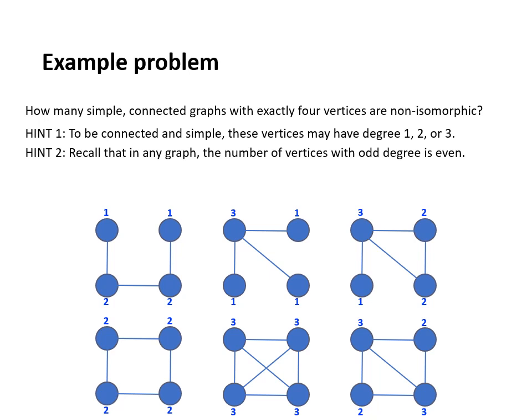How do we know that they are non-isomorphic? Well, we have to take a look at the degrees of their vertices. If degrees are different, then graphs are non-isomorphic. If 2 graphs have the same degrees of all of the vertices, then they are isomorphic.